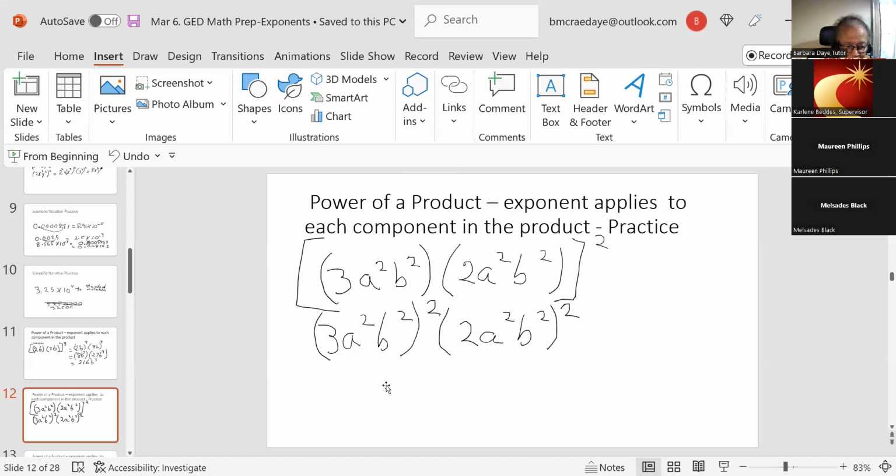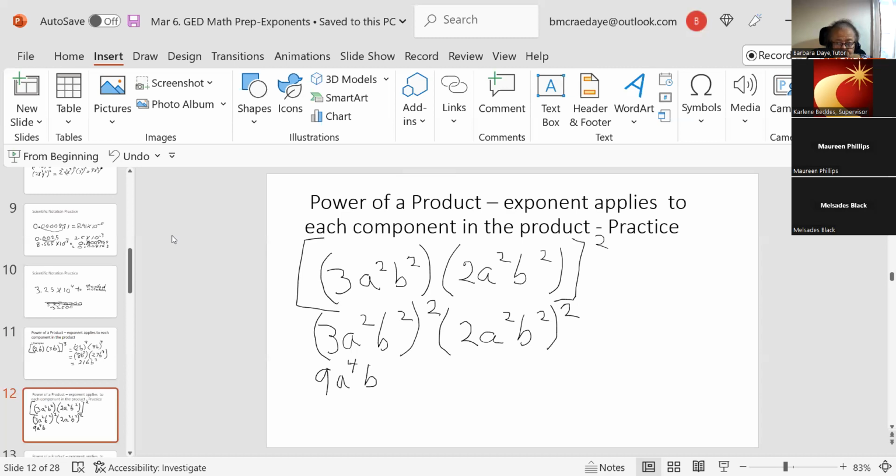Maureen, what did you get for this first one? When you raise 3a to the second, b to the second to the second power, what did you get? The first one I get 9a to the second power. No, you've got to apply that power to each one. So that would be to the 4th. Oh, I see. You have to apply this exponent to the coefficient, as you did here, and also to the variables. So 2 times 2 is 4. So what would b be, Maureen?